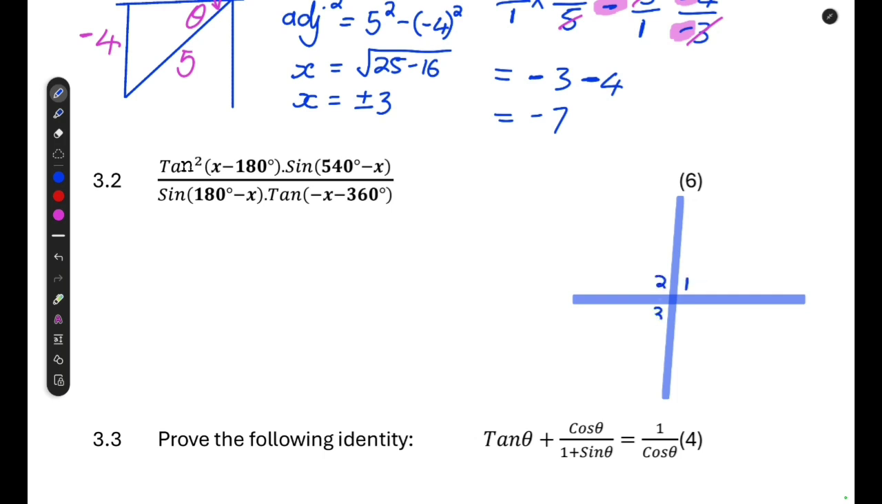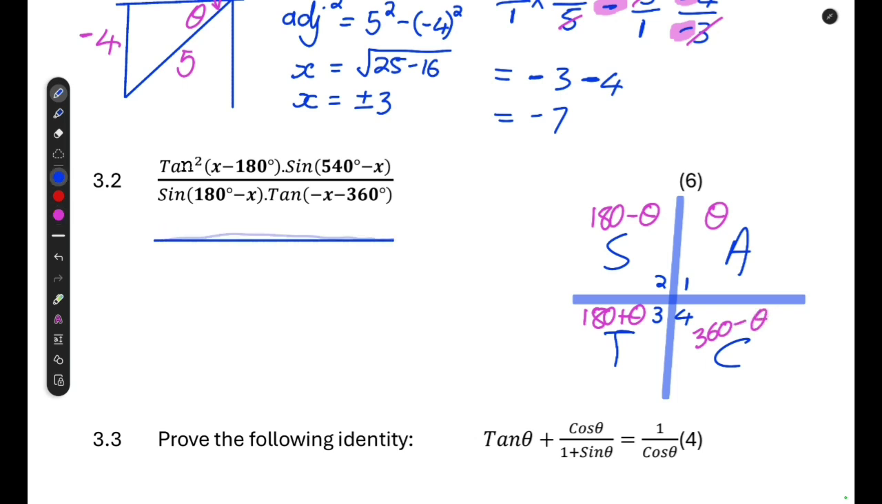I know this is 1, 2, 3, 4. I know this is CAST, and I also know this is just theta. This is 180 minus theta. This is 180 plus theta, and this is 360 minus theta. Now I can start to check each one and then how I can reduce it.